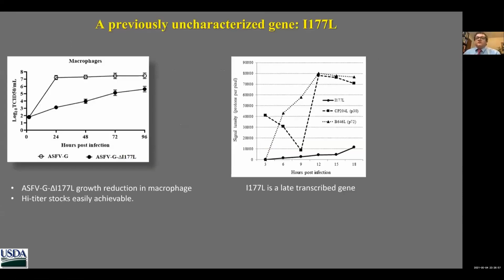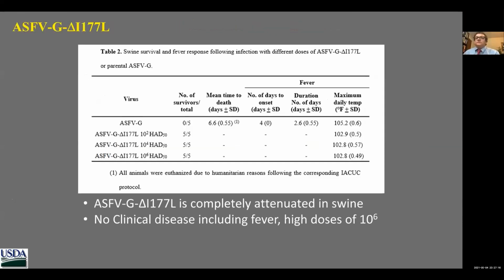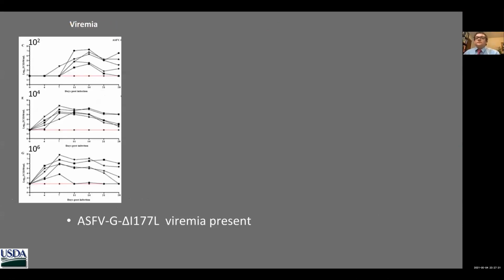So we were able to successfully delete I177L, and as you can see here, we had a slight growth reduction in macrophages. However, we were easily able to get high titer stocks from this deleted strain. We showed that I177L is a late transcribed gene. We showed that I177L deleted from ASF is completely attenuated in swine. And this vaccine candidate showed no clinical disease, including fever, even at high doses of 10 to the 6.